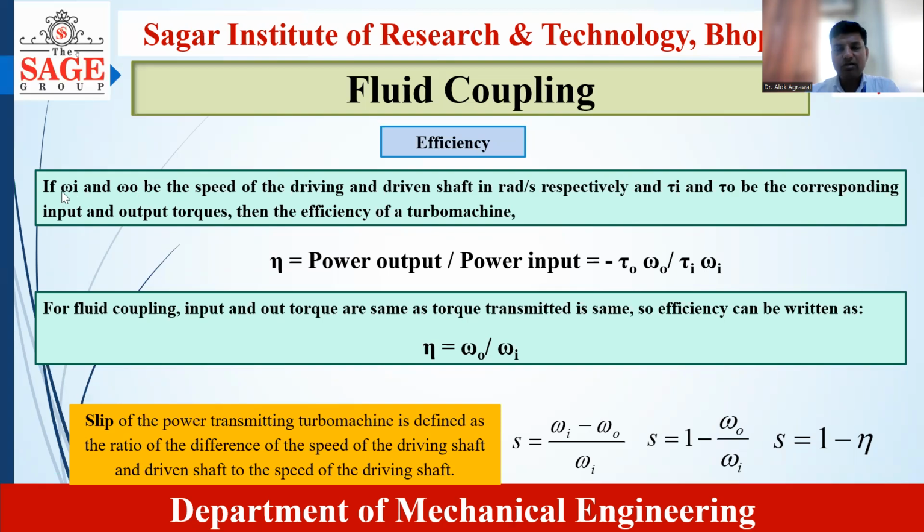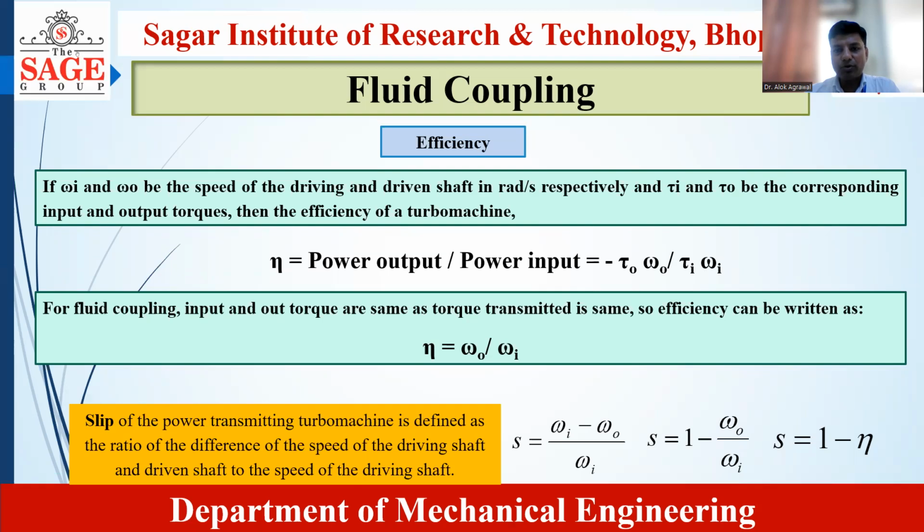So this is the driving member RPM, and this is the driven member speed, not in RPM but in radian per second. And tau I and tau 0 are the corresponding input and output torque on the shaft. Then the efficiency: what is the efficiency of any device? It is output upon input. So here also the efficiency of this turbo machine will be power output upon power input.